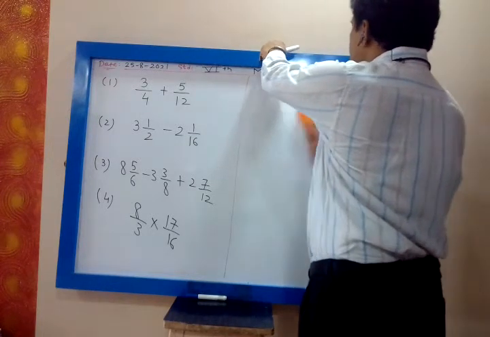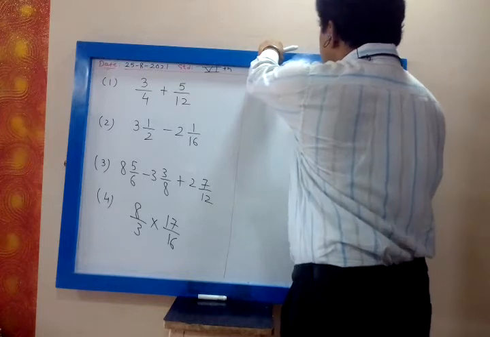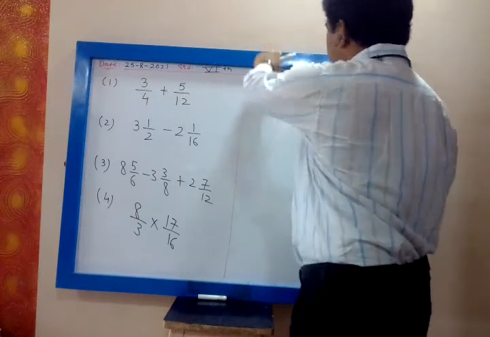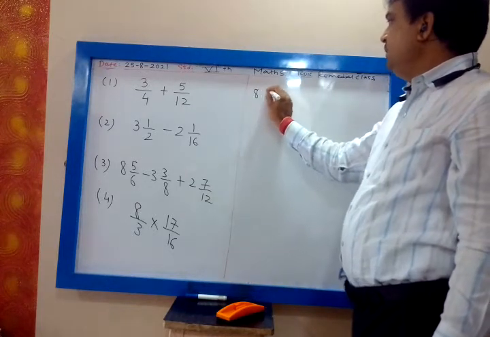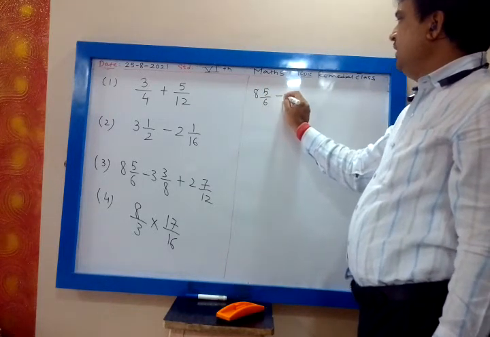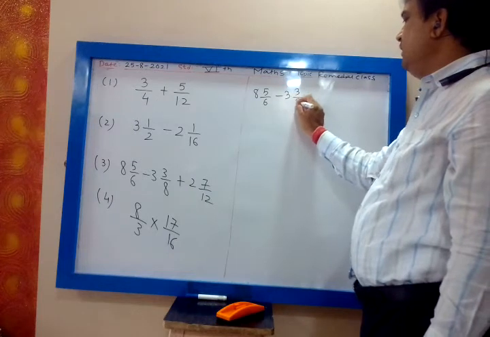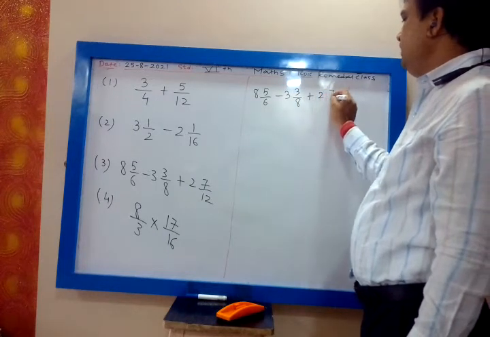Okay, let us see what is the answer. Let us check whether your answer is correct or not. So 8 and 5 by 6 minus 3 and 3 by 8 plus 2 and 7 by 12.